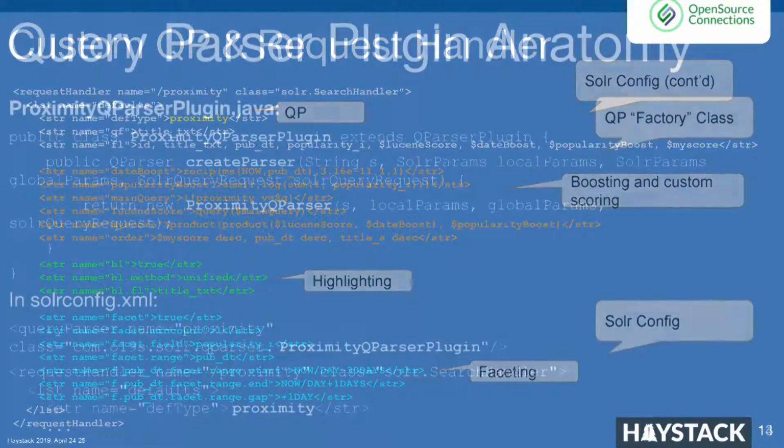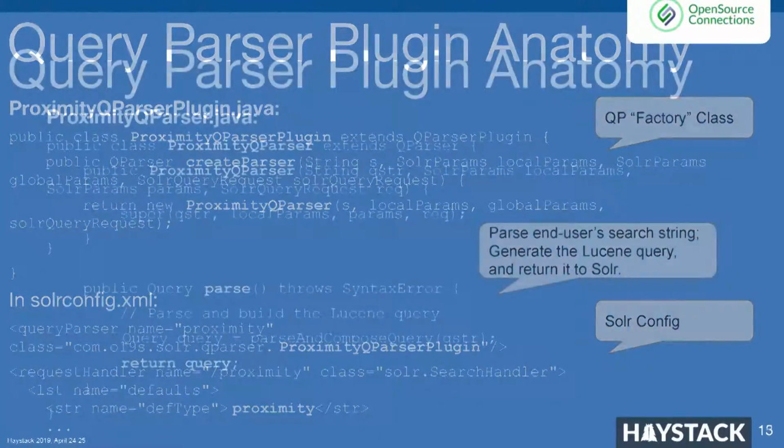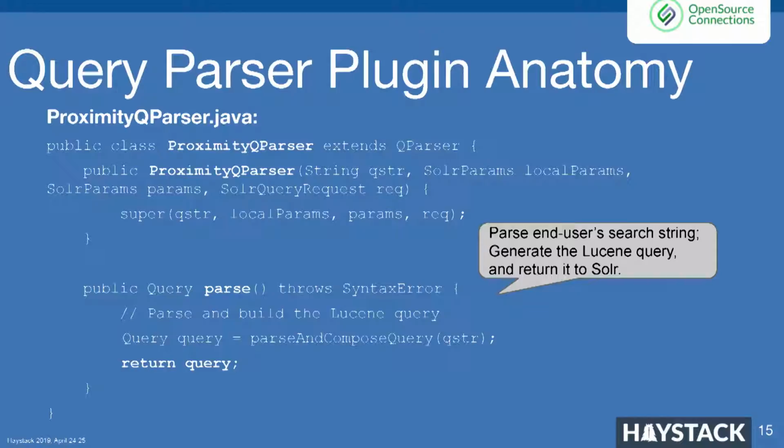The other class, so let's back up here. The factory class is essentially producing, that's why it's a factory, this QParser object. So let's take a look at that. So that's the other touch point.